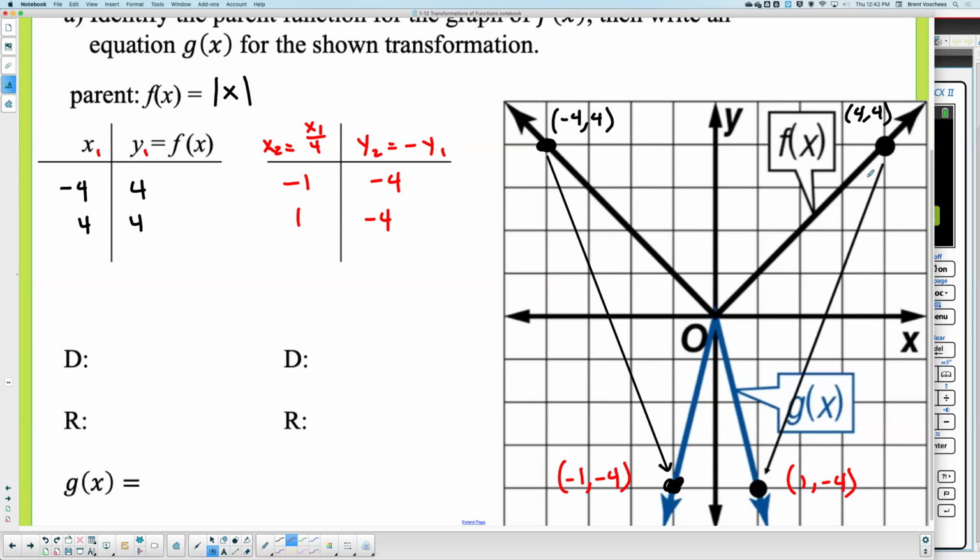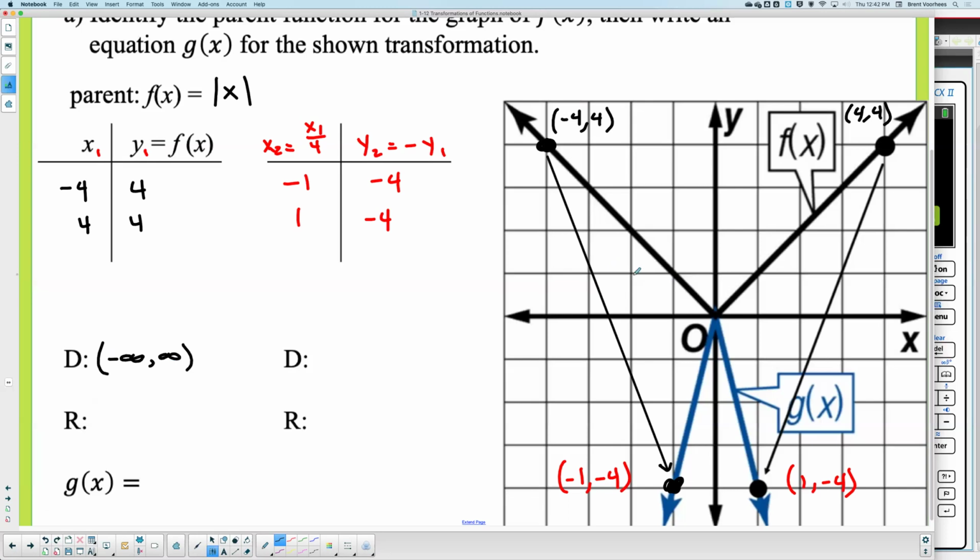Looking at the parent function, I always start with the parent function. For domain, that means x value. Do we have negative x's? Do we have positive x's? Do we have 0? So it's all reals. This one, I've been doing blue all day. I have it in black there, so I'll do it in black. It goes from -infinity to positive infinity.